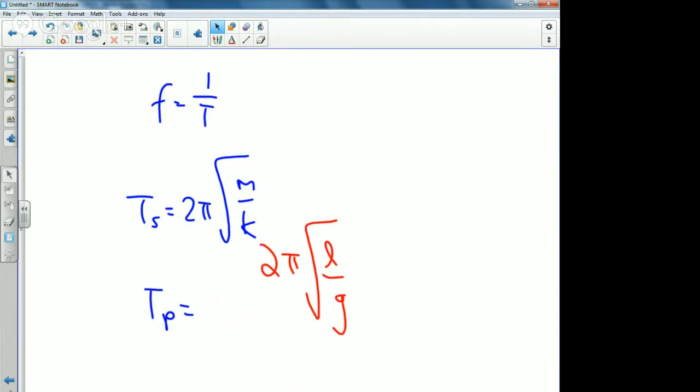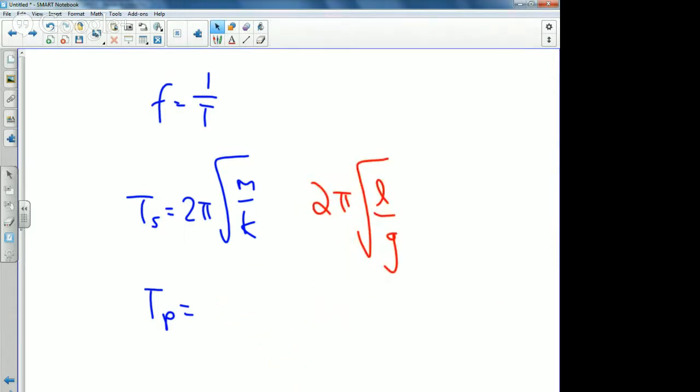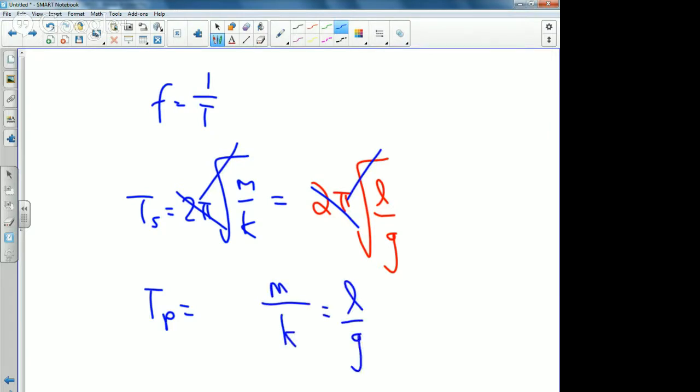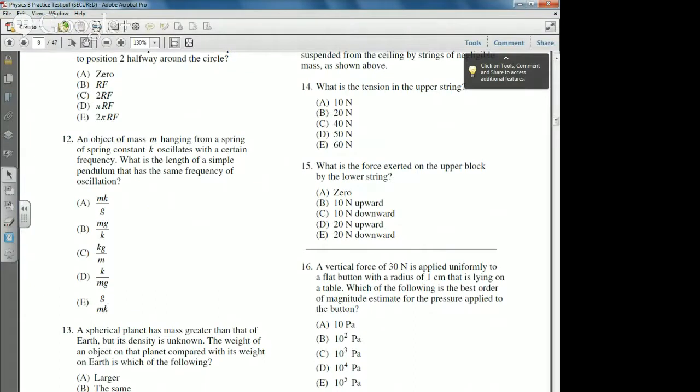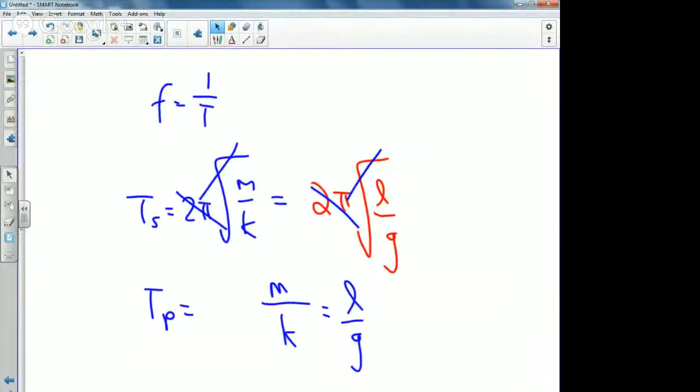So in this case, all we really have to do is set them equal to each other. 2 pi's cross out. The radical sign crosses out as well. So we're really left with m over k is equal to L over g. Overall, they're asking us what is the length of the pendulum. So when we just cross multiply, L is equal to mg over k. Any questions about that? Okay. In this case, it's really as simple as knowing what the formulas are for period.